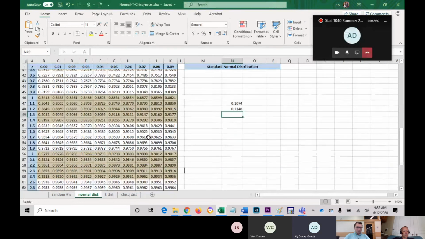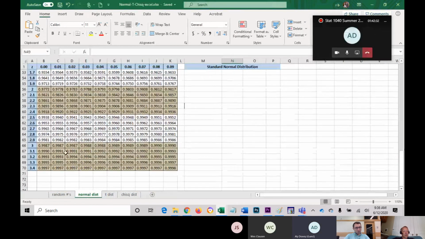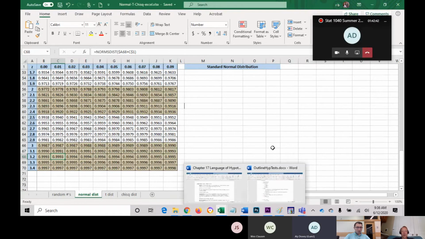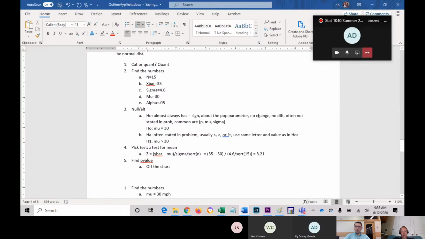You would go to wherever the 3.21 is and find the p-value for that. Okay, so you'd get 0.9993, right? Is that the correct answer? No, because we're supposed to do the 1 minus, because we're looking for if it's above. Correct. You answered that perfectly, but it's off the chart.